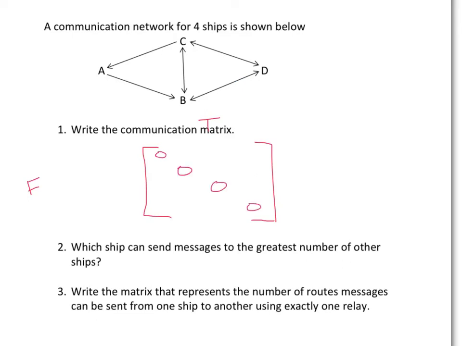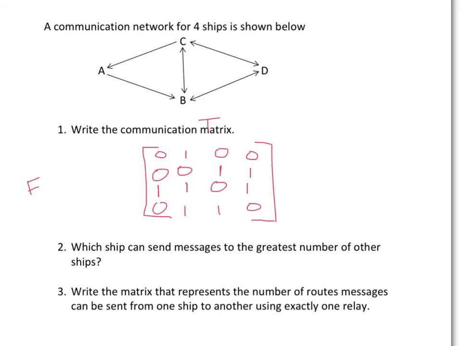All right, can A go to B? Yes. Can A go to C? No. Can A go to D? No. What about B to A? No. B to C? Yes. B to D? Yes. C to A? Yes. C to B? Yes. C to D? Yes. And D can go to B and C, but not A. So that's our communication matrix.